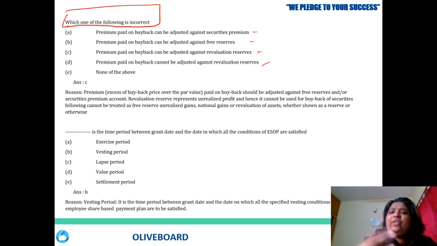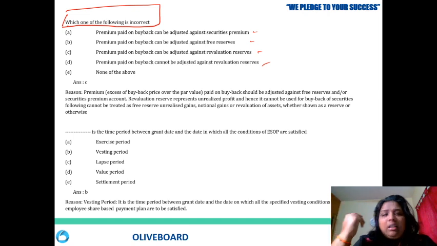Simply you cannot use it for your everyday activity. No, that is not possible. You cannot use it. You're getting it? You cannot just use that money for traveling, but no. They have given certain reasons, certain points against which you can use the securities premium. So in that, one of them is buyback.